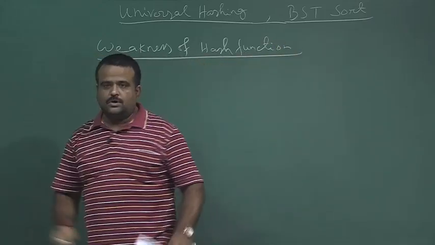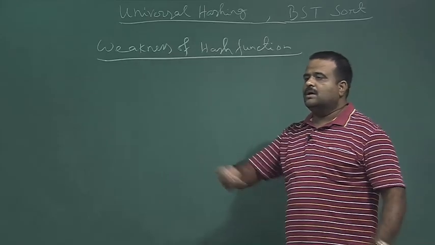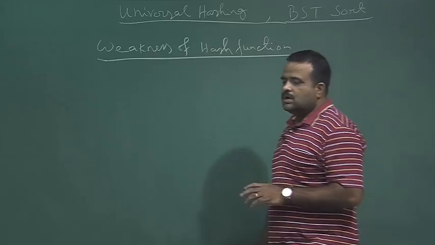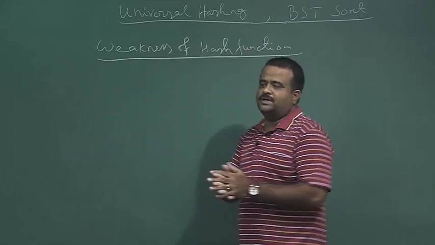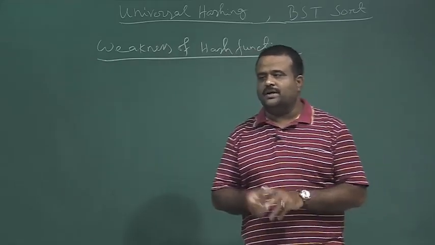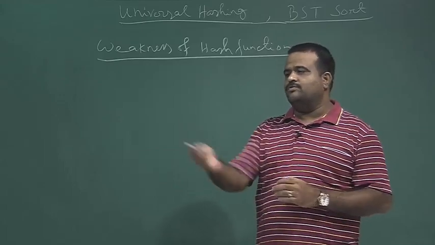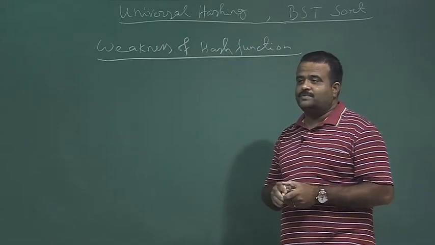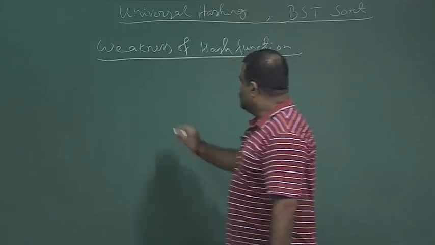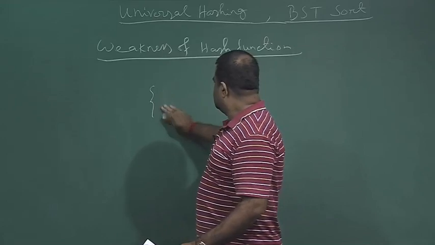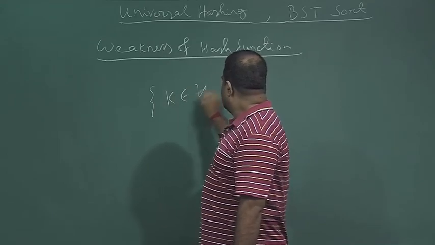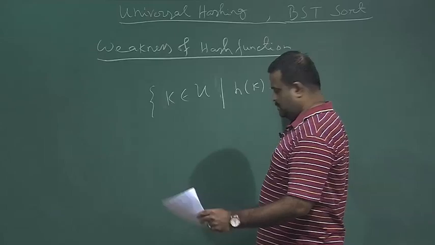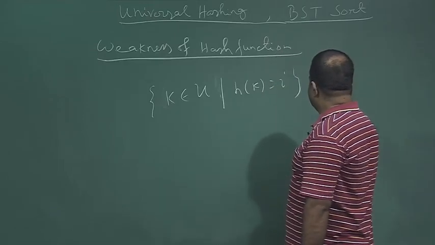Suppose you have designed a hash function and you want to sell it to Microsoft, and your friend has designed a hash function and he or she wants to sell it to Microsoft. So Microsoft opens a competition. Microsoft will take your hash function and give it to your friend, and your friend's hash function it will give to you, and ask you to find the input, find the set where it is performing badly. So find the set of keys such that it is colliding for the same slot, for some slot i.